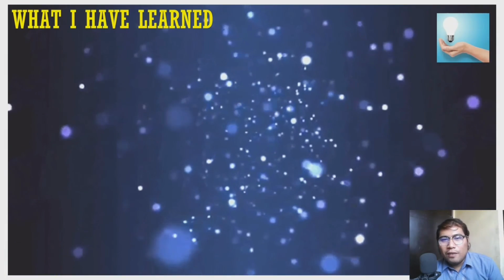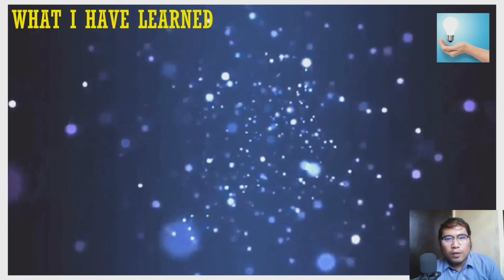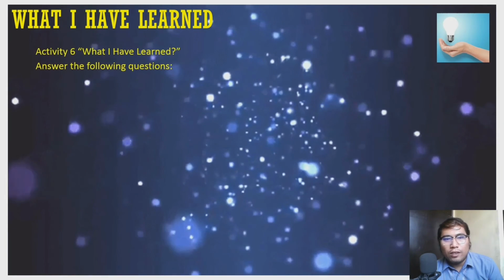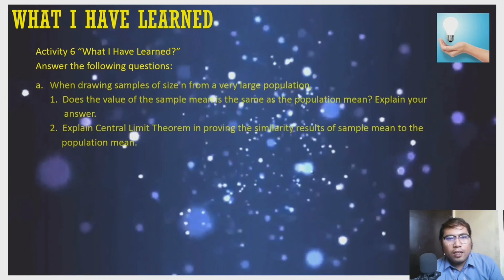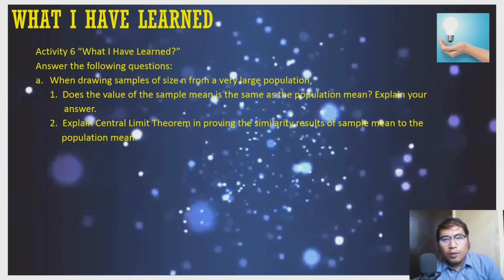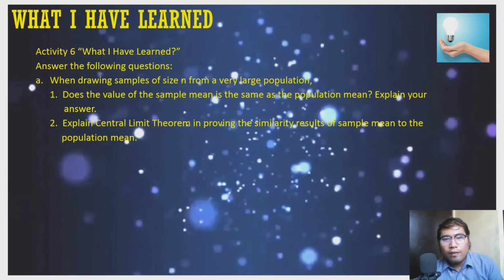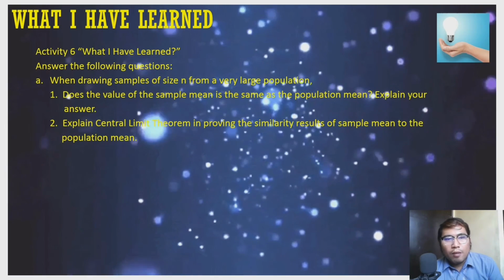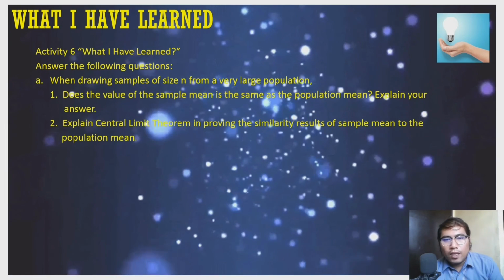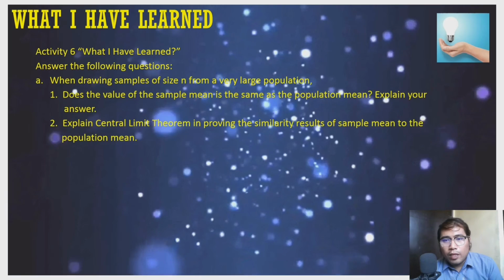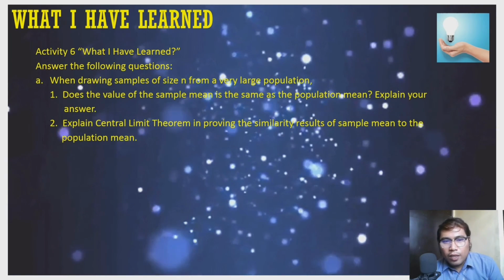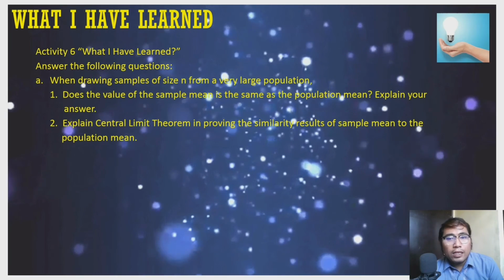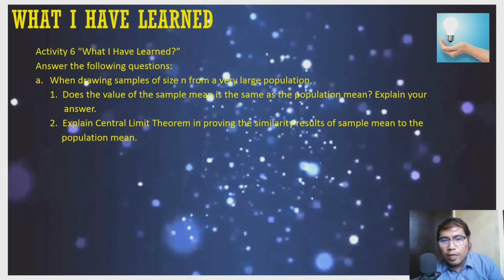What I have learned. In this part of the video, you are going to answer the following questions. So activity number 6, what I have learned. Letter A. When drawing samples of size n from a very large population, number 1, is the value of the sample mean the same as the population mean? Explain your answer. Number 2, explain the central limit theorem in proving the similarity of the sample mean to the population mean.